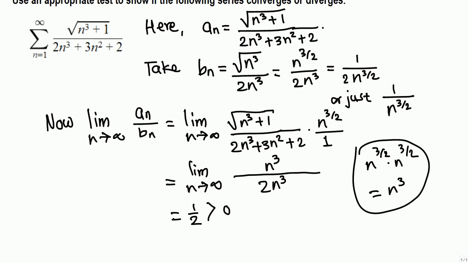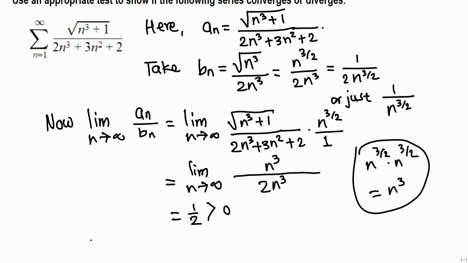Then by the limit comparison test, both series behave the same, and this series, a p series with p bigger than 1, converges. The series with general term bn converges, so does this an.